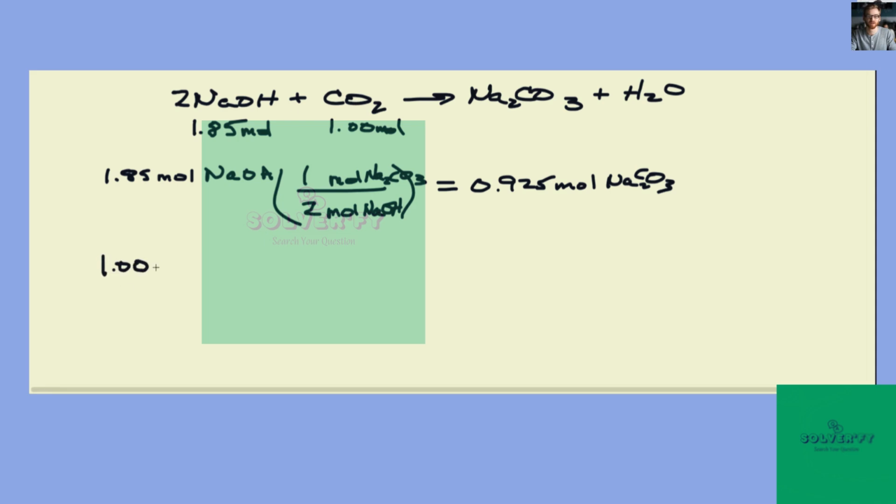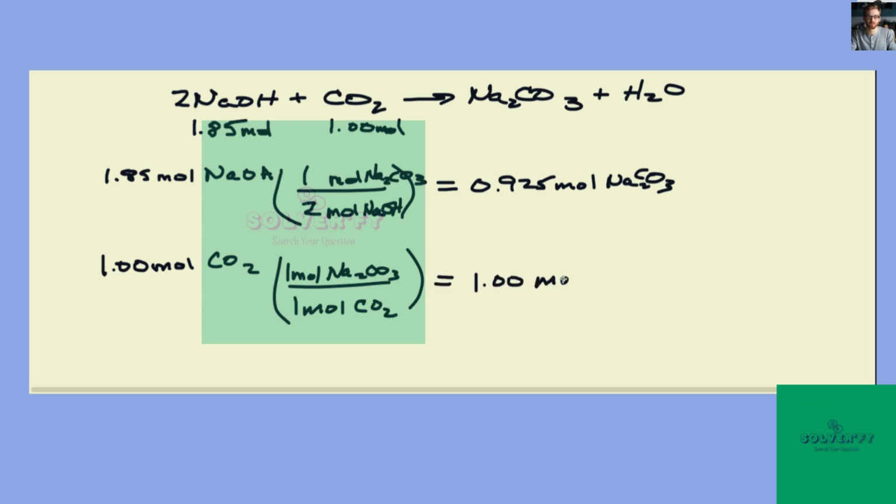Now we'll compare that to the amount that we would get from the CO2. So we have 1 mole of CO2. The mole ratio there, we have 1 mole of Na2CO3 for every mole of CO2 from the balanced chemical equation. So that would make 1 mole of Na2CO3. Well, which one's lower, right? Or 0.925 moles is lower.